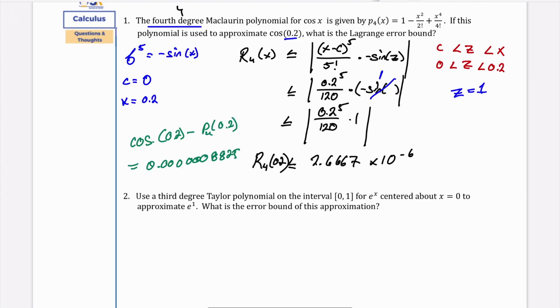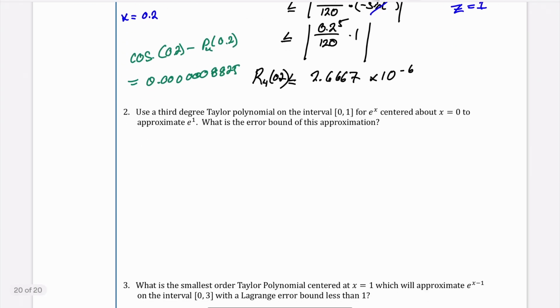So you're basically pretty close to 1/1000th away from the actual value. It's an incredibly accurate tool, Taylor polynomials. Okay, so now let's go ahead and do another type of problem.